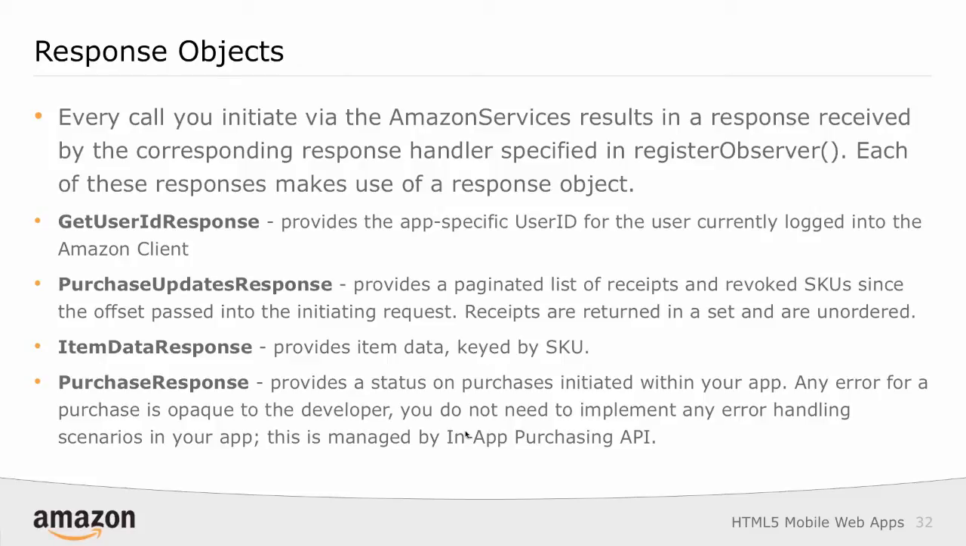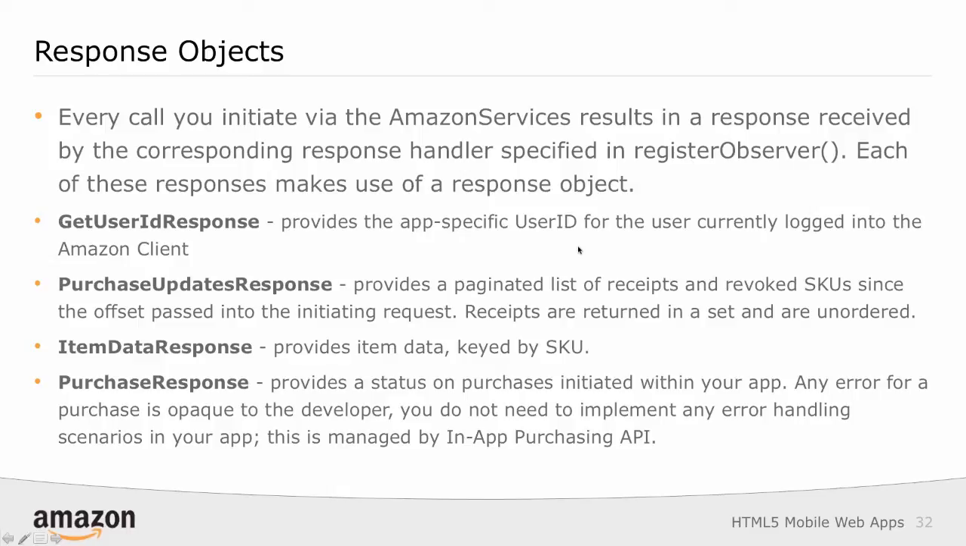Every call that you're going to initiate from the Amazon service is going to have a response object, and that object is going to let you call some things on it. So the first thing is you can get the user ID response, and this is going to allow us to get an app-specific user ID so that we can make sure moving forward, if they've purchased content, it's on all their devices.